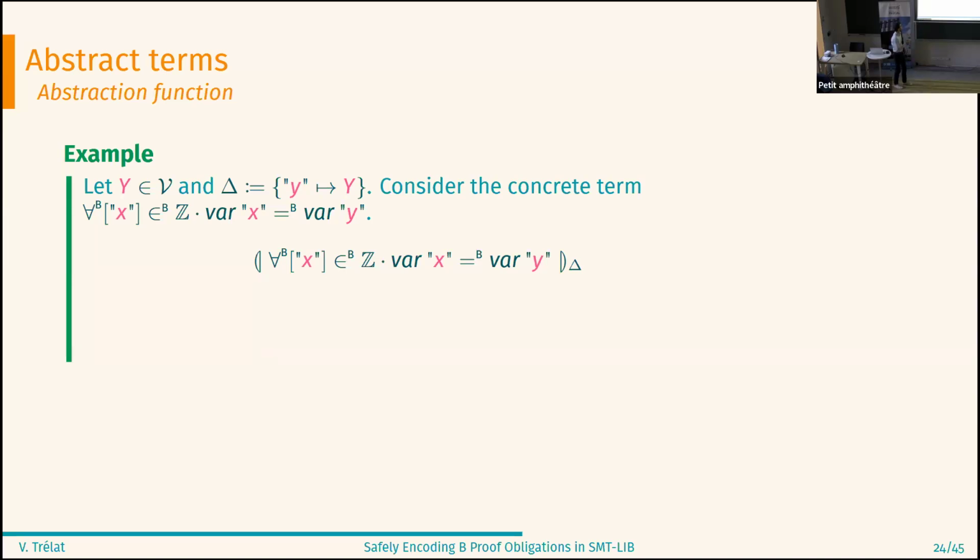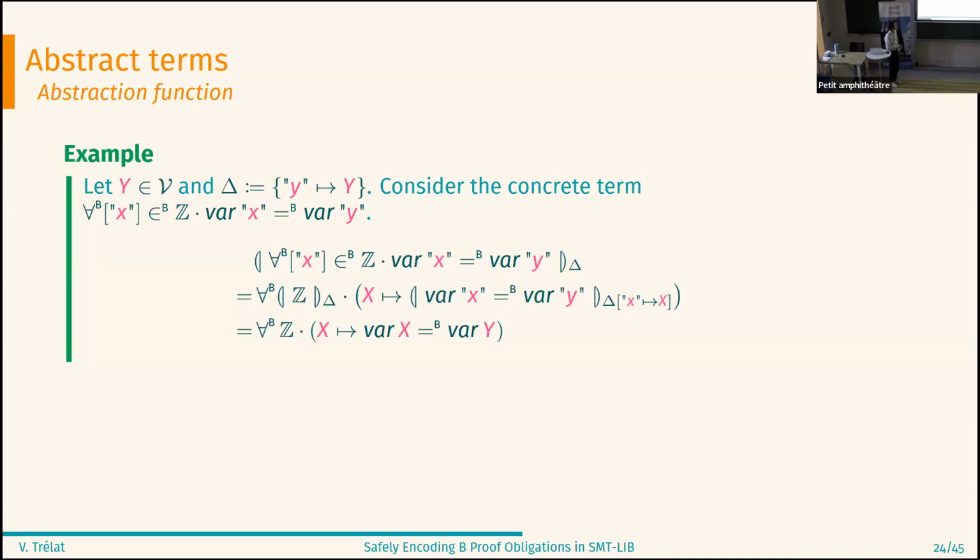So what is the abstraction of this term? Well, we just recursively call the abstraction on subterms. So it's equal to the abstraction on Z of something. We have to bind a new variable for X, but Lean has to bind a new variable, not us. And then we just call recursively on this var X is equal to var Y, abstracted on the delta, in which we add the variable that we are binding. And we get this. And this is the abstract version of this concrete term.